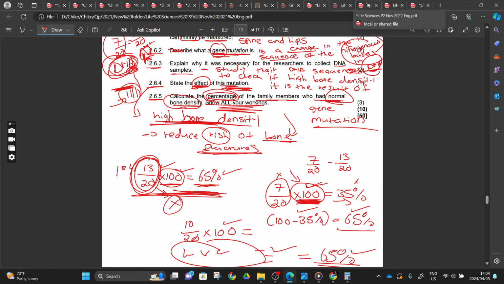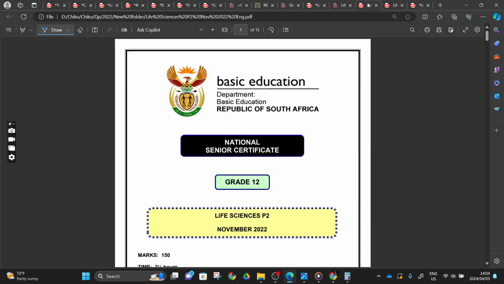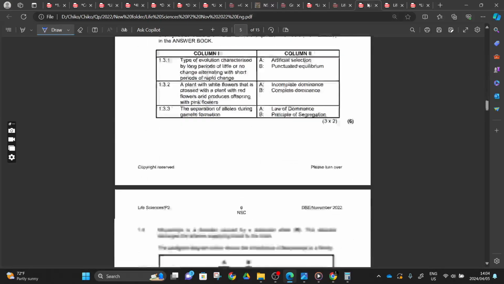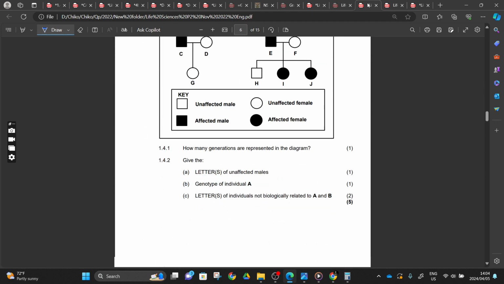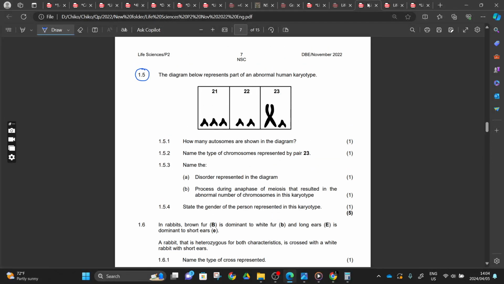Let's move on to another question. There's another question, 2021, 2022, as we have promised, 2021, 2022, and 2023. And then here will be 2022. We also did this, guys, if you still remember. And from there we are coming to 1.3.